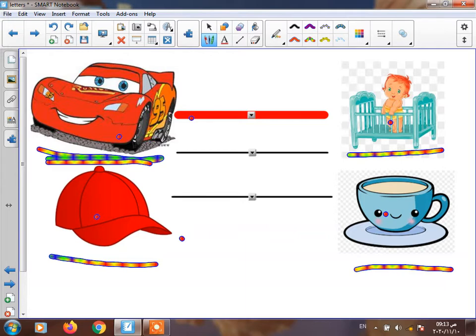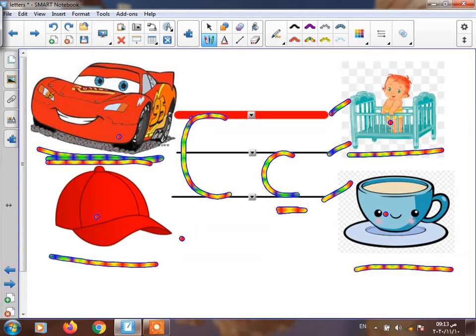How can I write letter C, KG2? Turn right. Between what, KG2? Yes, between three lines. And the small one or the sound? Sound C. Turn right between two lines. Letter C, sound C.